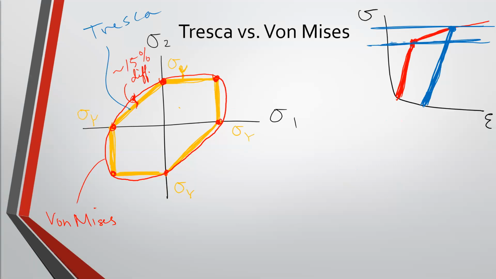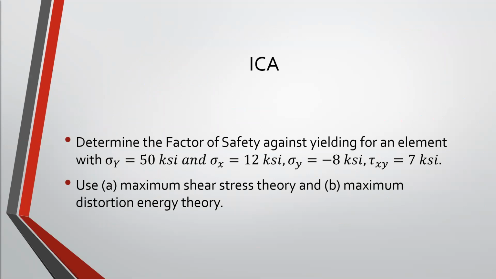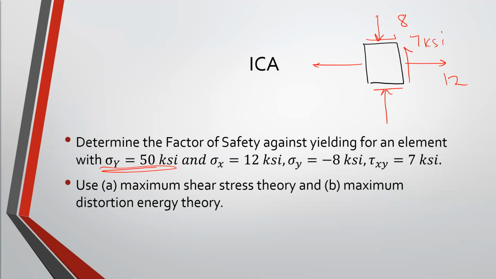Cool? All right, let's give it a try. So we're going to look at an element. And that element has stress components of positive 50 KSI. No, I take it back. 50 KSI is the yield stress. It has positive 12 KSI, negative 8 KSI, and then positive 7 KSI for the shear stress. So using both methods, figure out what the factor of safety against yielding is.